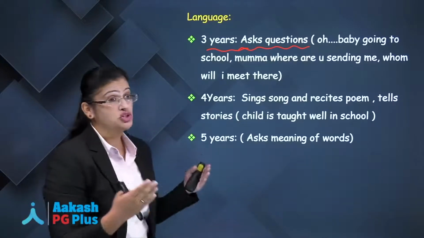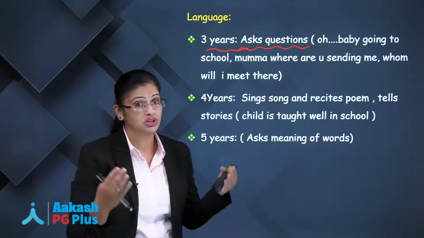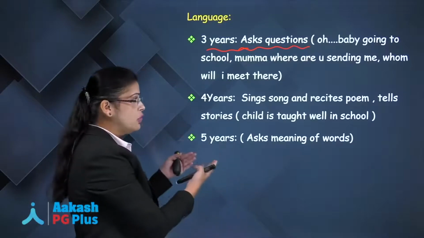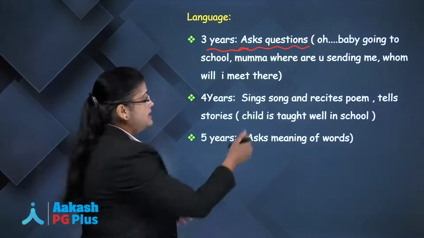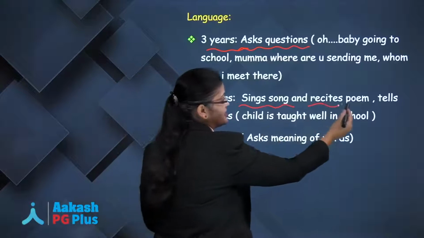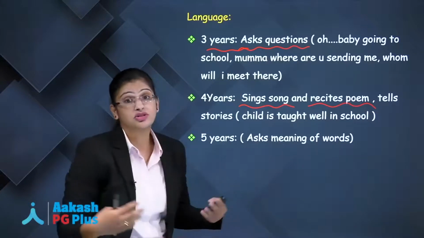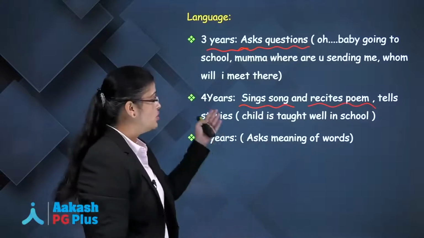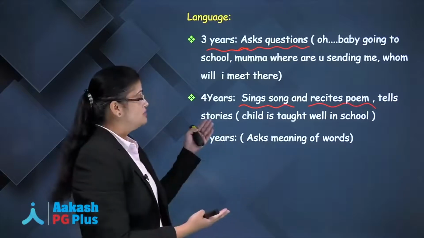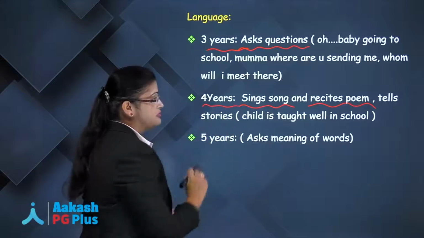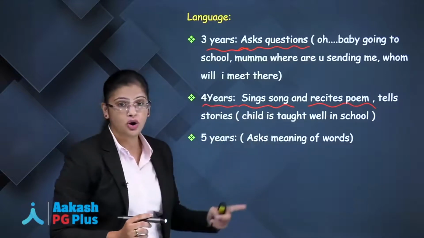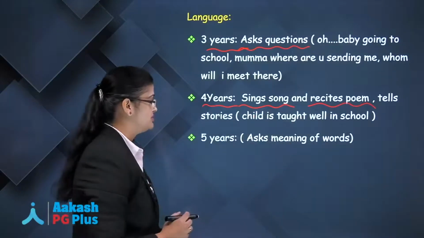So they have taught so many songs and poems to the child that by the time he is 4 years of age, that is, he has spent 1 year in school, he is all the time singing songs and reciting poems. So this is how the school is telling the parents that, look, we have really sharpened the language skills of your child. So by the time the child is 4 years, he is singing songs and reciting poems.